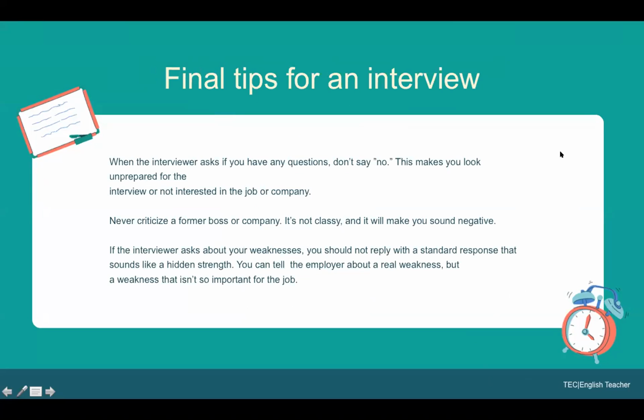Final tips for an interview. When the interviewer asks if you have any questions, don't say no. This makes you look unprepared for the interview or not interested in the job or company. Sorry, هون في a sentence structure typo. Never criticize a former boss or company. It's not classy and it will make you sound negative. كمان we spoke about it.